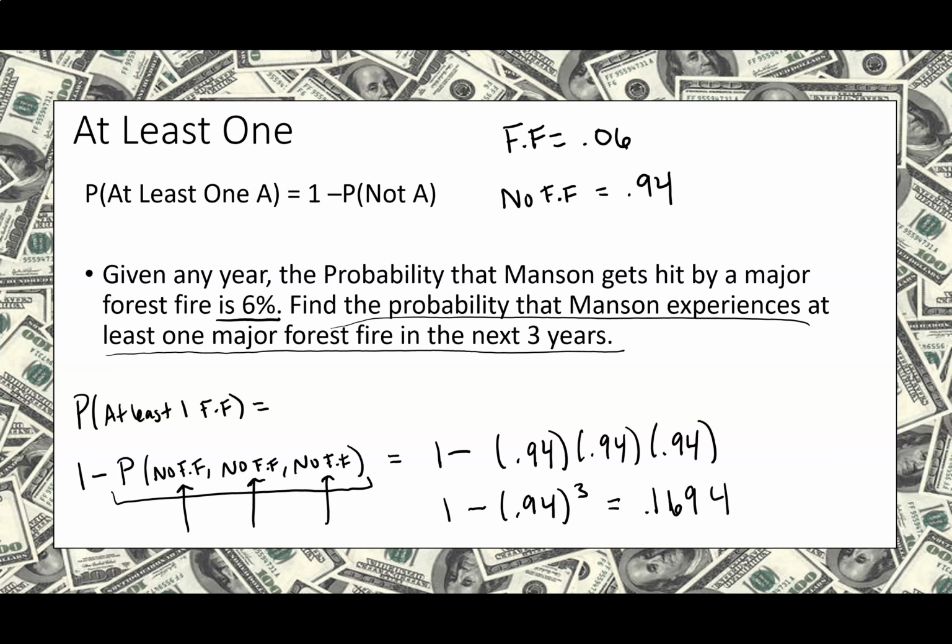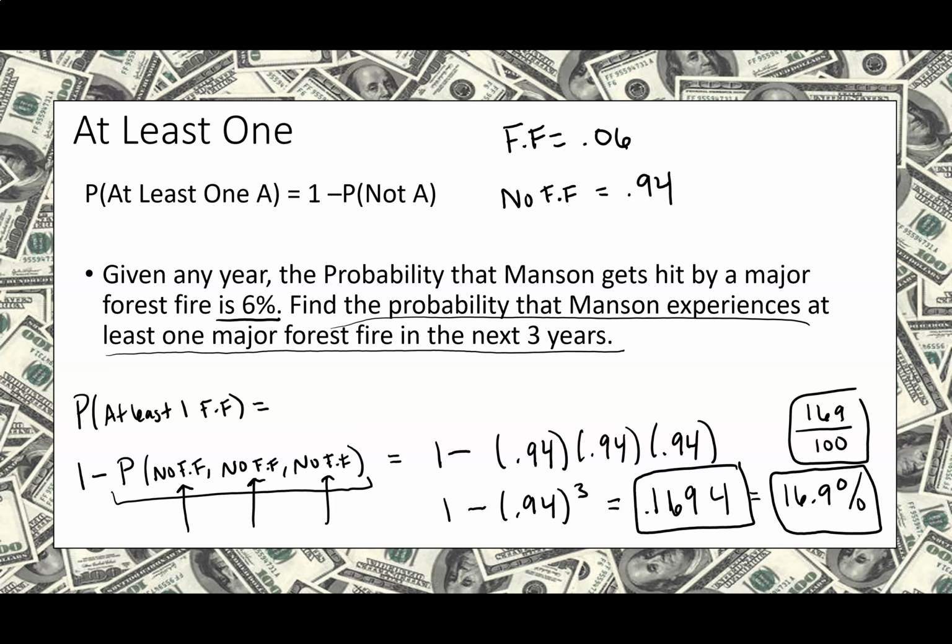0.1694, which I can round to 16.9%. Or you could say, if you want, 169 over 1000. Which one of these answers will I accept? I will accept all 3, although I probably prefer the percentage because we're given a percentage in the problem.